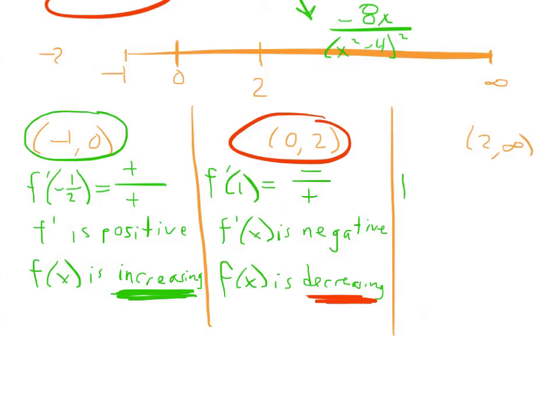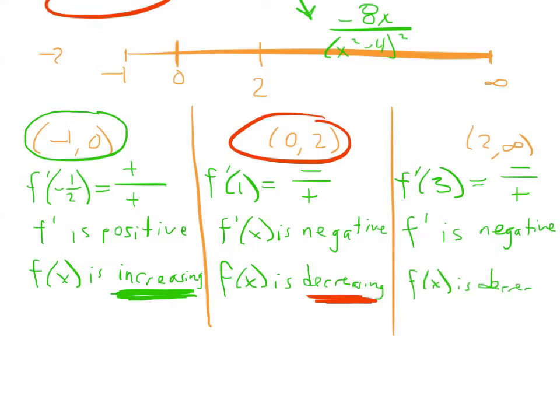And for the last one, I'm going to do f prime of 3. You could have chosen 4 or 5 or 70 if you wanted, but I decided to pick 3, just anything on that interval. This gives me a negative in the numerator and a positive in the denominator. That means my derivative is negative, and so my function is decreasing. Right. So just like on the previous one, my function is decreasing on this interval.